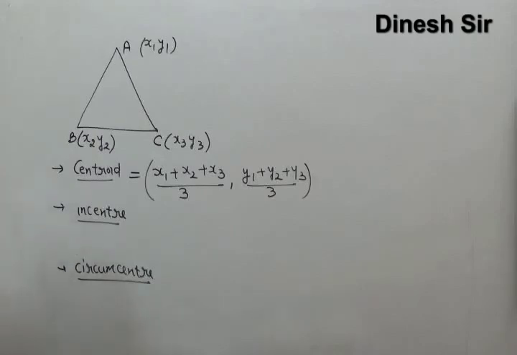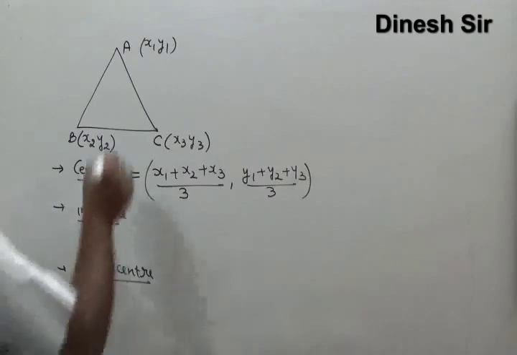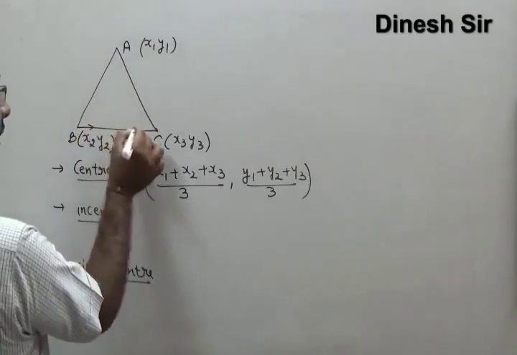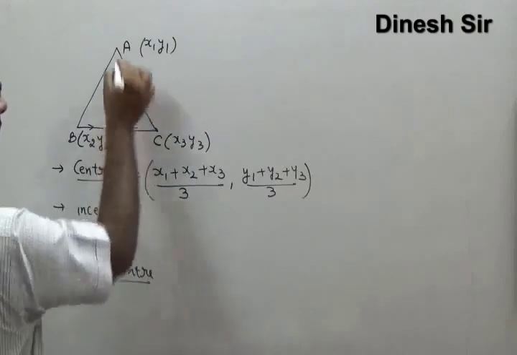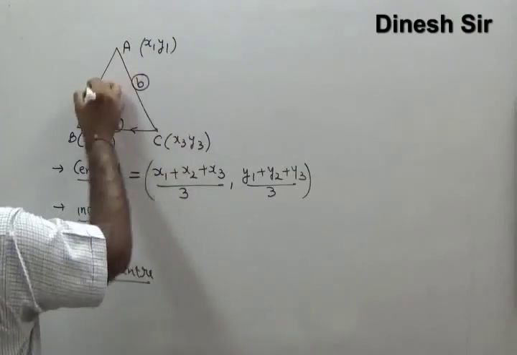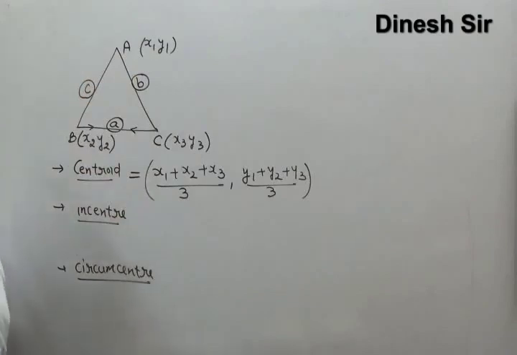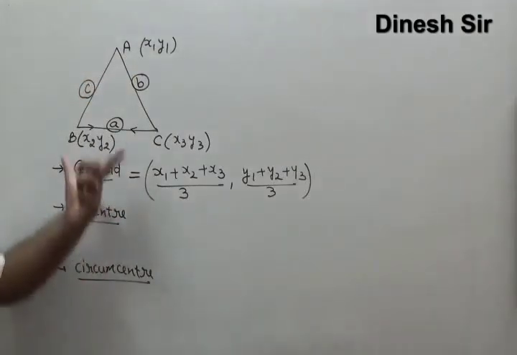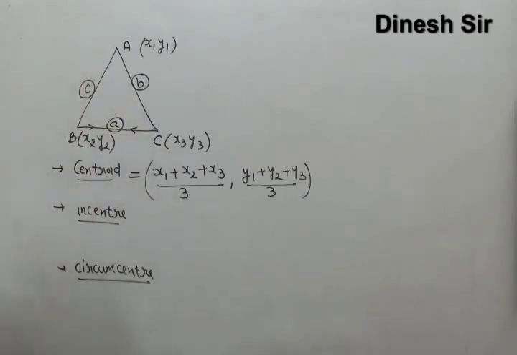Next, you have the coordinates of the incenter. The length of BC is a, AC is small b, and AB is small c. For finding the incenter, first of all we have to take the lengths of BC, AC and AB, that is a, b and c.